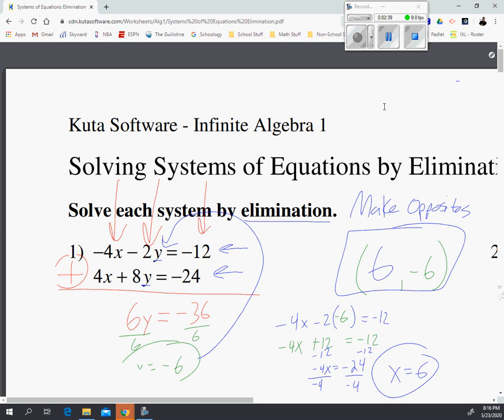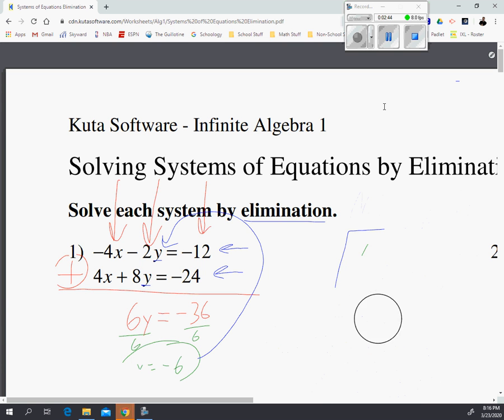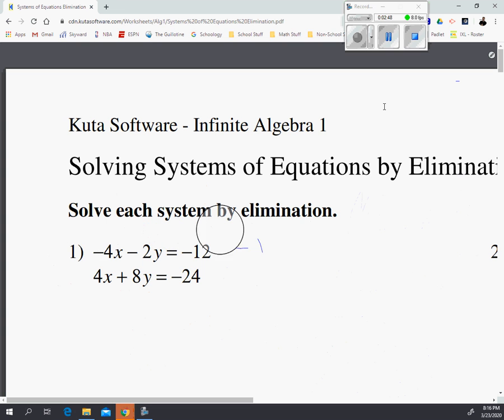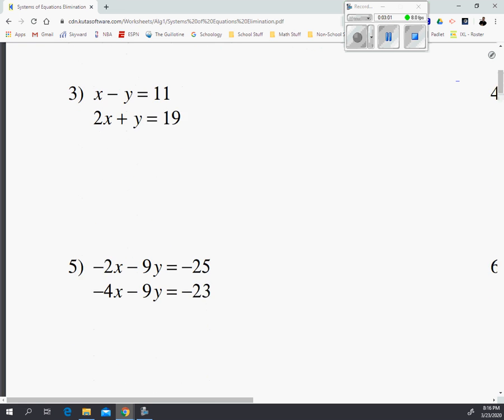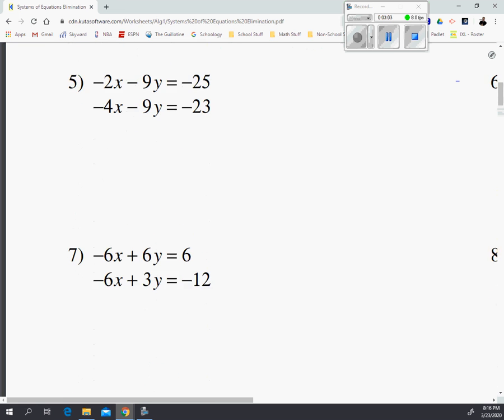Let me see if I can find one that doesn't have the opposites. For those ones, if you don't have the opposites already, you just make them that way, right? That one had opposites, so it was super easy. We were ready to jump in right away. I'm just going to scroll down this worksheet. I haven't looked at this ahead of time and haven't even done the answers myself, so I hope I'm doing it right.